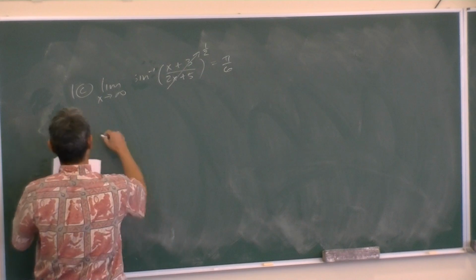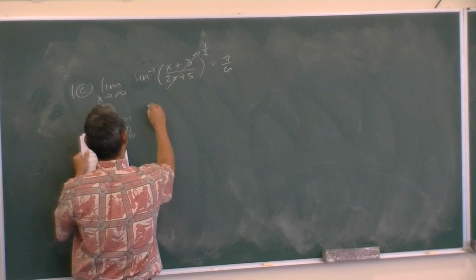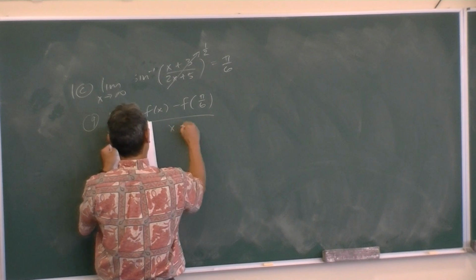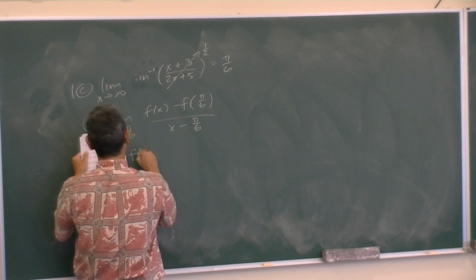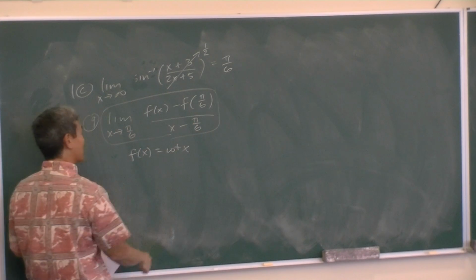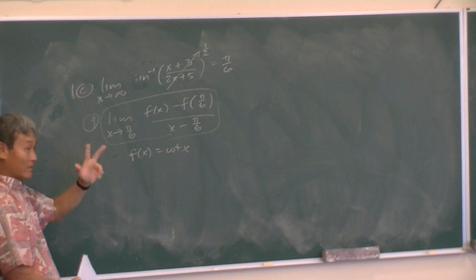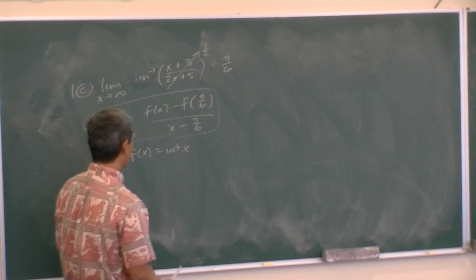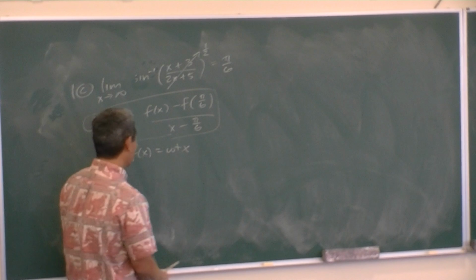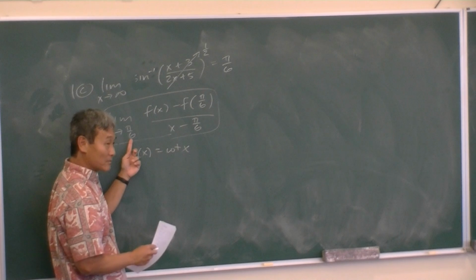G. Limit as x approaches pi over 6 of f of x minus f of pi over 6 over x minus pi over 6. Are we starting to memorize that cheat sheet? Yes. And f of x is equal to cotangent x. Now, as soon as you see this, what are you thinking? Hey, some derivative. That's the definition of the derivative, right? Yeah. Remember, you got two definitions of the derivative. This is one of them. The derivative of what function? What you need to do is take the derivative of that function and then compute it when x is pi over 6.